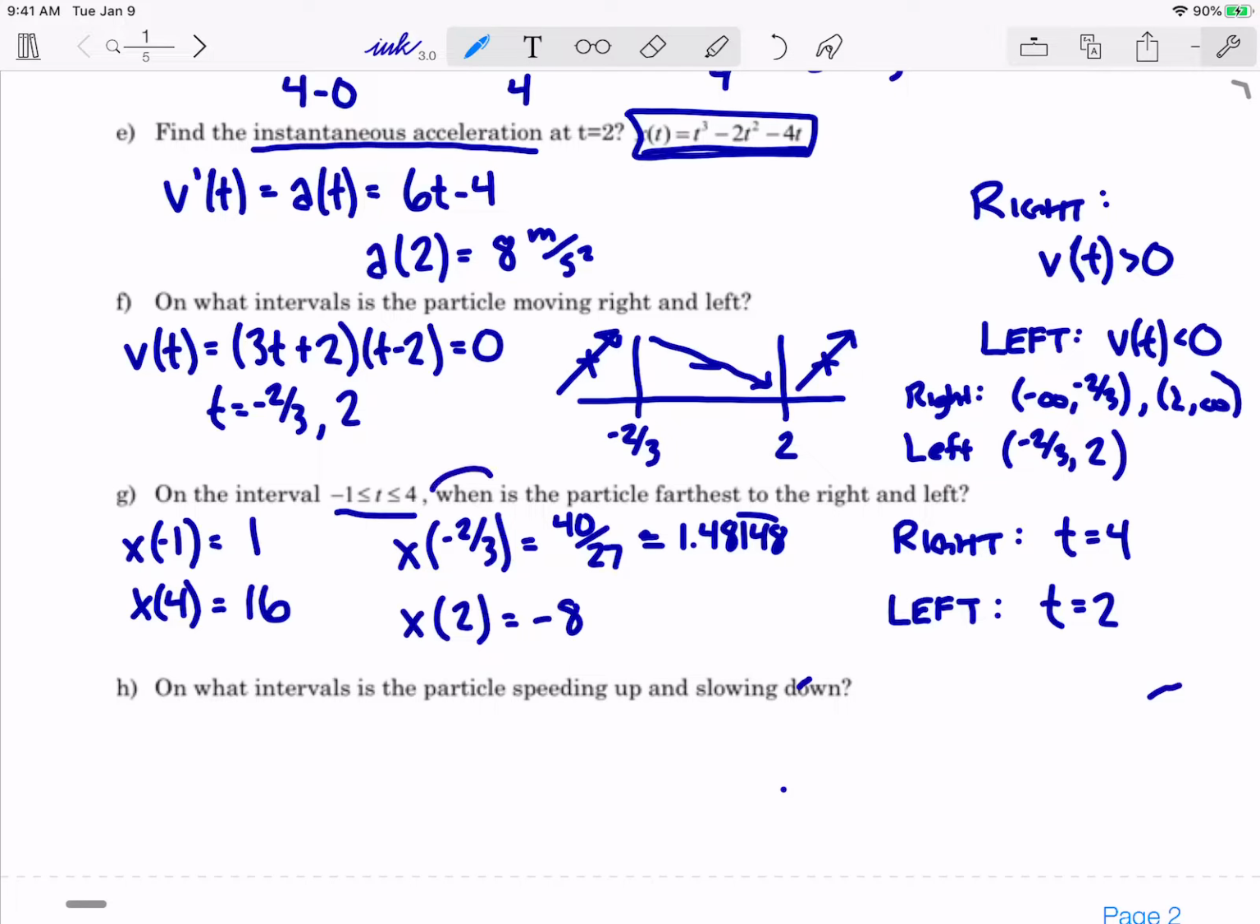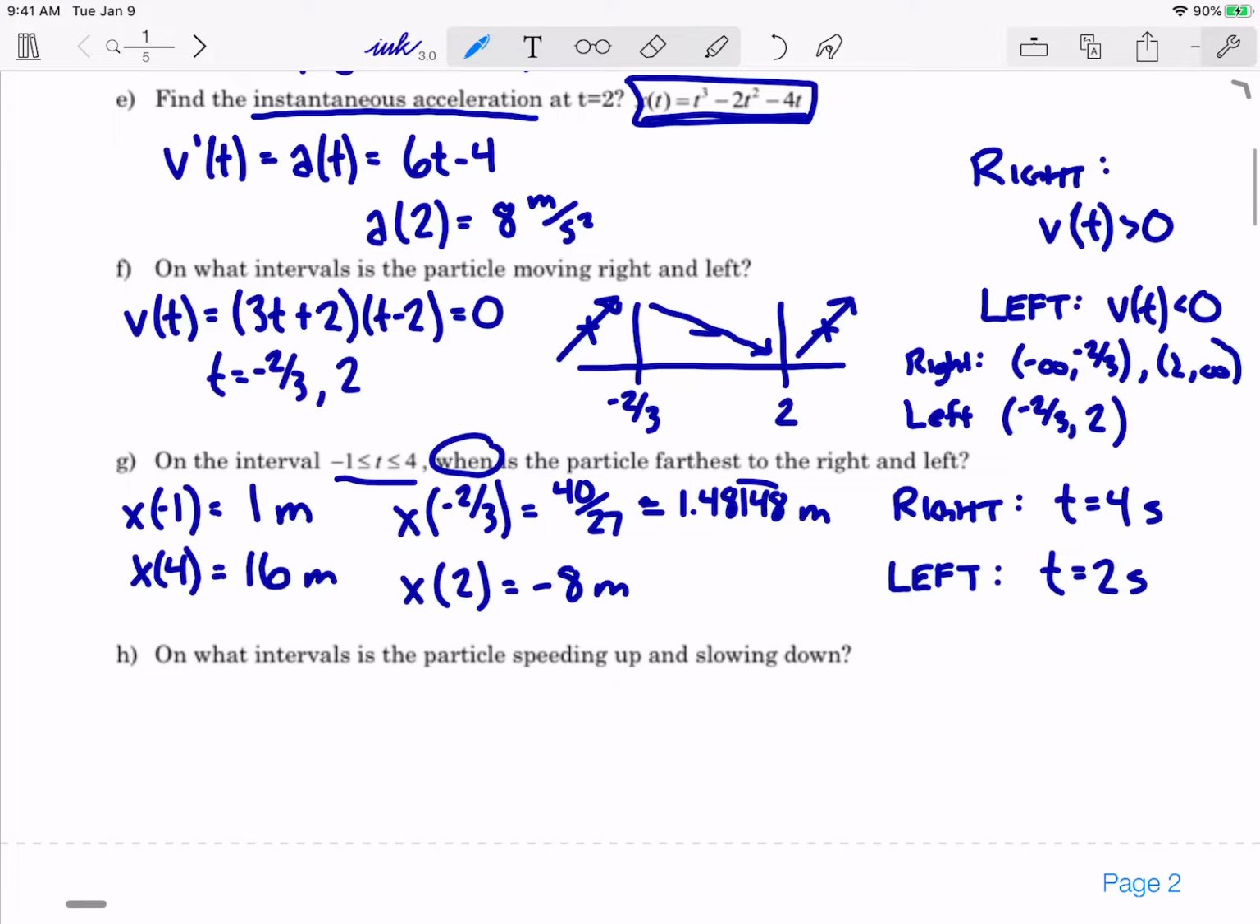So this question says when. So that's why I'm giving answers in terms of time. If it said how far, when it was the furthest to the left or the right, then I would provide that distance, and these distances would be in meters. Whereas my time is in seconds.